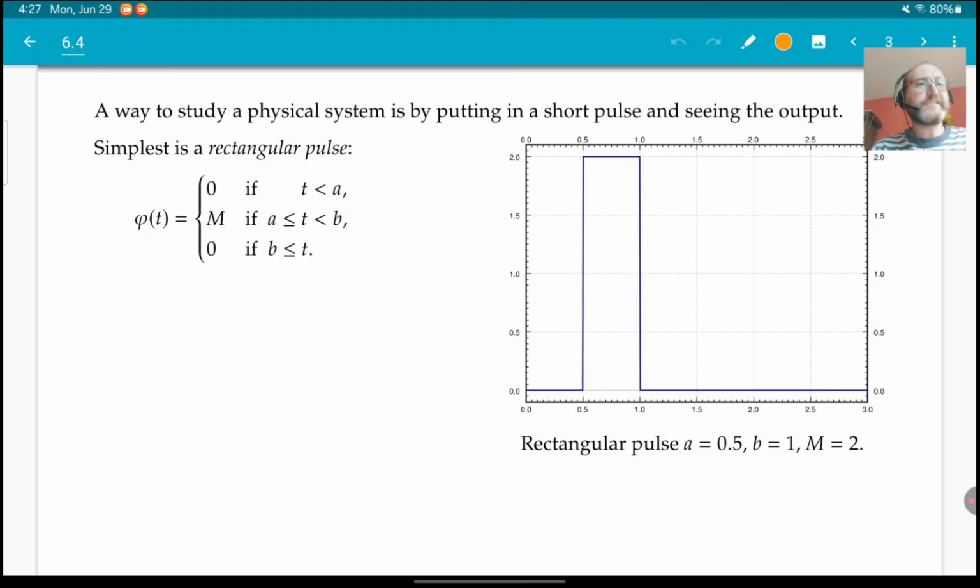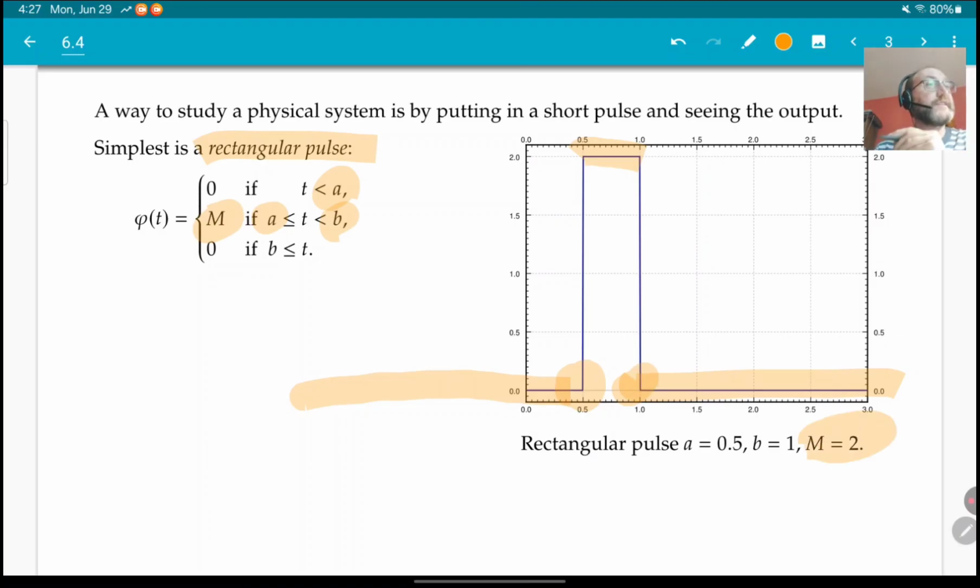So some function that is zero, keeps being zero, and at some point goes to some value, and then it's zero again. This is called a rectangular pulse. It's zero all the way up to some a, then between a and b it's m, and then from b onwards it's zero again. In this case, a was a half, b was 1, and m equals 2, so it's 2 between there.